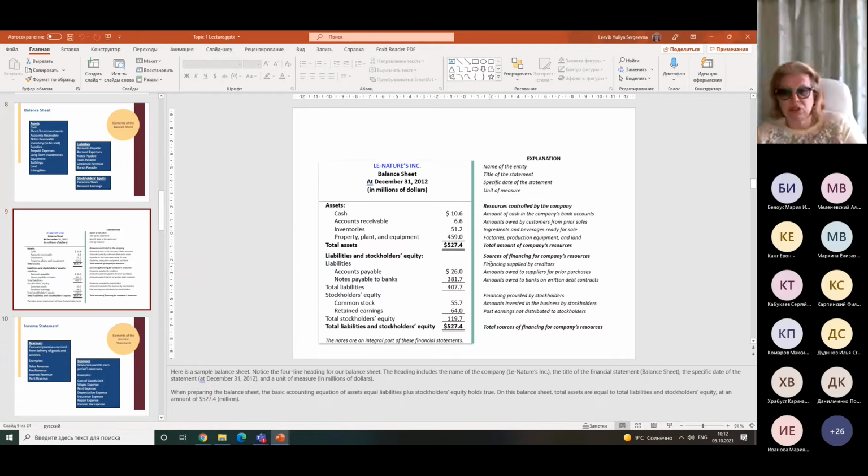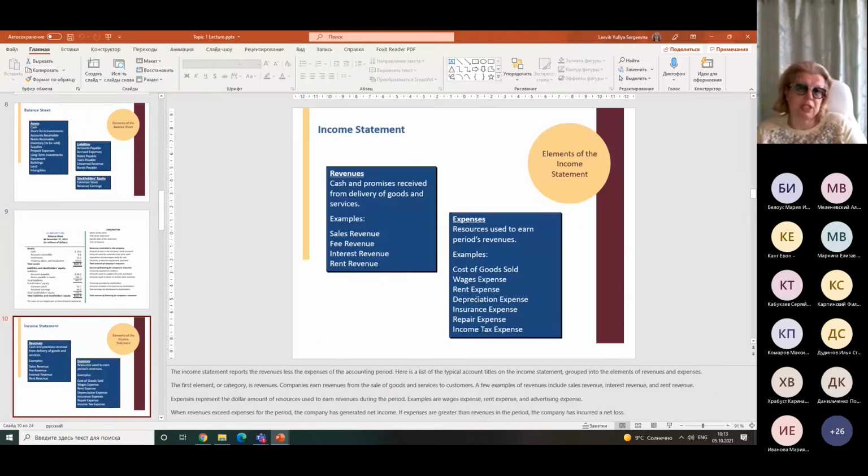Let me open. So here we have the format of the balance sheet, the name and the 4 lines of heading. This is the cash, and what is the main accounting equation? Total assets are equal to total liabilities and stockholders' equity. So this is about the balance sheet.